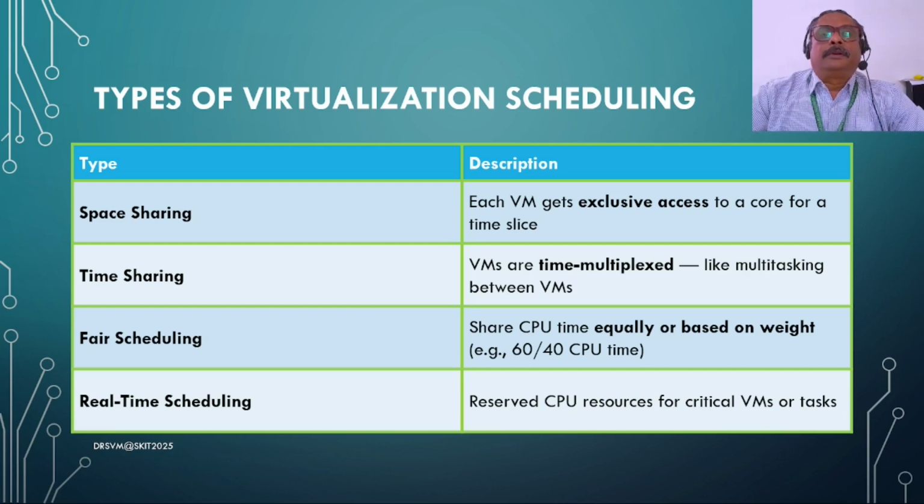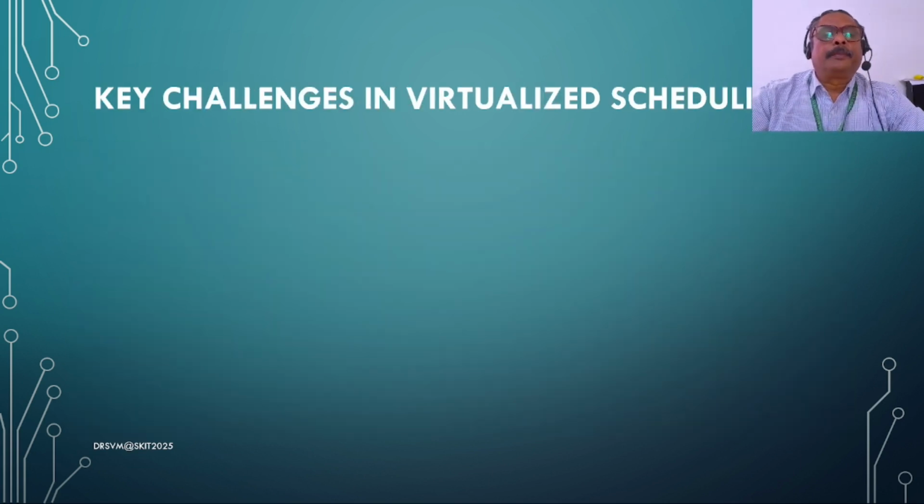Types of virtualization scheduling: space scheduling, where each VM gets exclusive access to a core for a time slice. Time sharing, which is time multiplexed. Fair scheduling, where CPU time is shared equally based on weights. Then real-time scheduling, which reserves CPU resources for critical virtual machines or tasks.